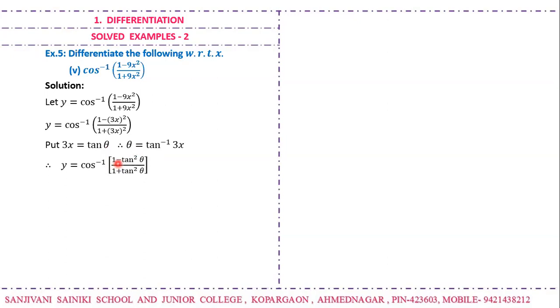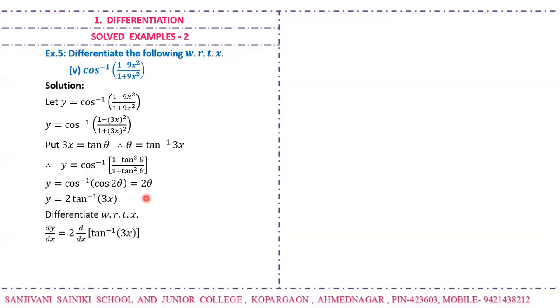Now 1 minus tan square theta upon 1 plus tan square theta is nothing but cos 2 theta. So using the property, we get 2 theta. Cos inverse of cos theta is theta. So y is equal to 2 tan inverse of 3x. Differentiate with respect to x. 2 as it is, derivative of tan inverse of f of x is 1 upon 1 plus f of x square into f dash of x. So what is dy by dx? It is 6 upon 1 plus 9x square.